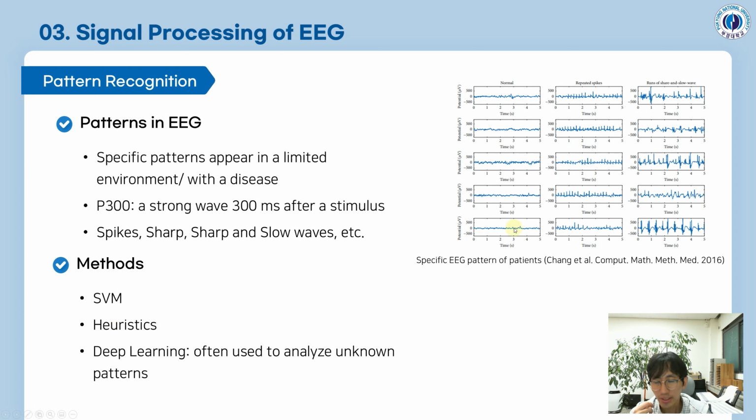And to understand these signals, to extract or to classify these patterns, we can use many different methods: support vector machines, heuristics, or artificial neural networks, or these days, deep learning is the most popular, and it is often used to analyze unknown patterns as well.